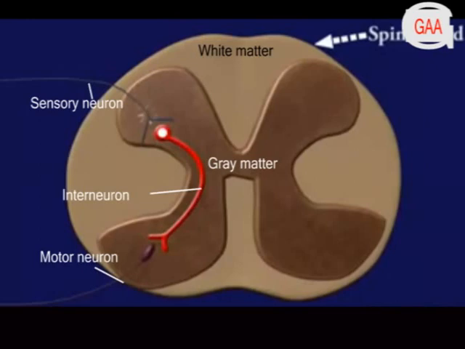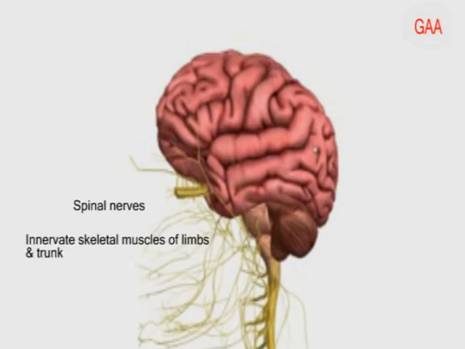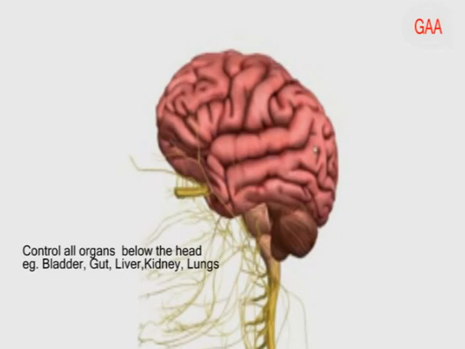Surrounding the gray matter is the white matter, which consists of the axons of the sensory and motor neurons. The myelin sheath of these neurons gives this part its shiny white appearance. Arising from the spinal cord are dorsal and ventral roots of spinal nerves. Spinal nerves innervate the skeletal muscles of the limbs and trunk. In association with cranial nerves, they control all organs of the body below the head, like the urinary bladder, the gut, liver, kidney, and lungs.